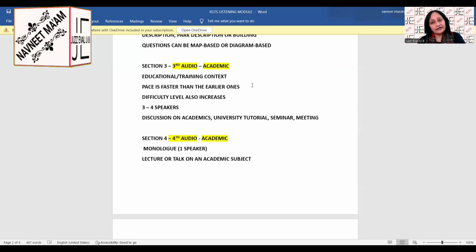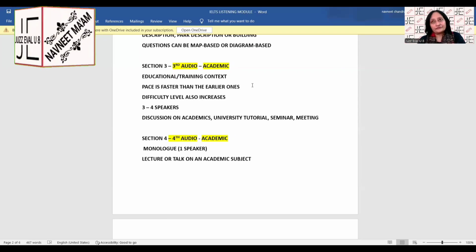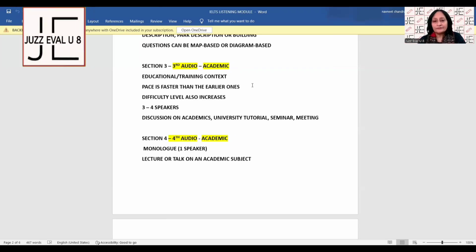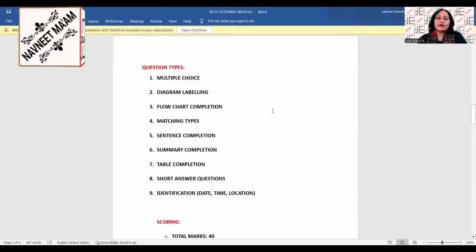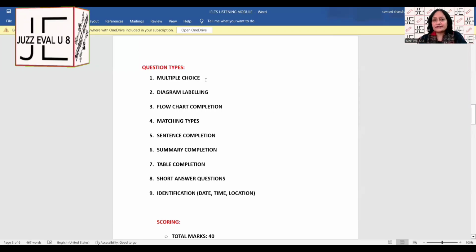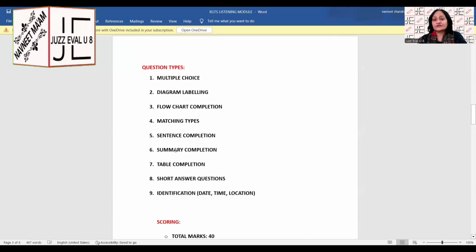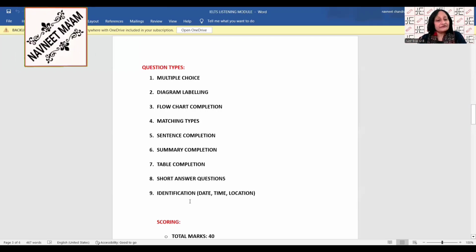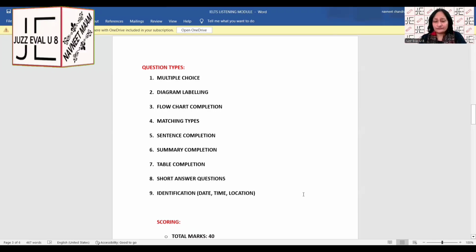And the fourth, again, is an academic audio, and it is a monologue. That is, only one person is speaking, and he might be giving a lecture on some subject, which will be academic in nature. Now, the different types of questions that come in listening. It can be multiple choice, diagram labeling, flowchart completion, matching, sentence completion, summary completion, table completion, short answer questions, then identification, like maybe a date, time, or location will be required to be filled in.